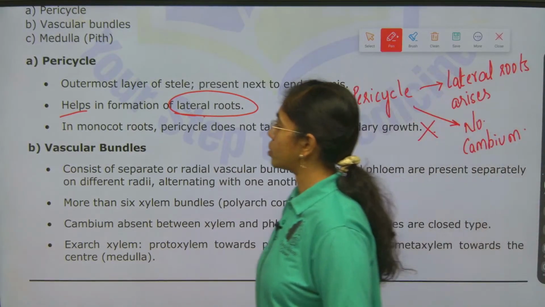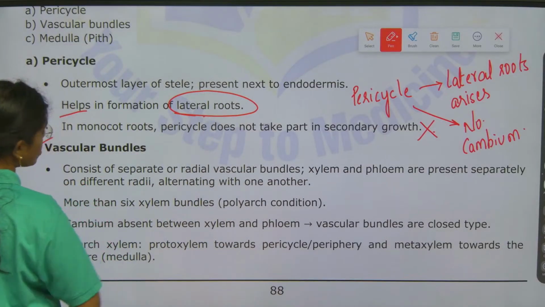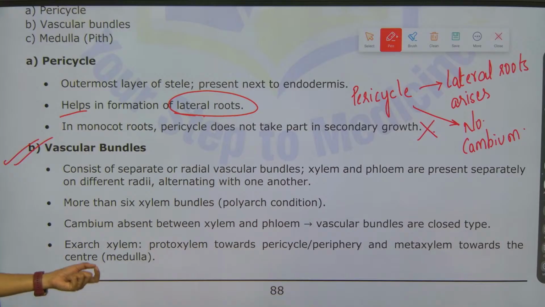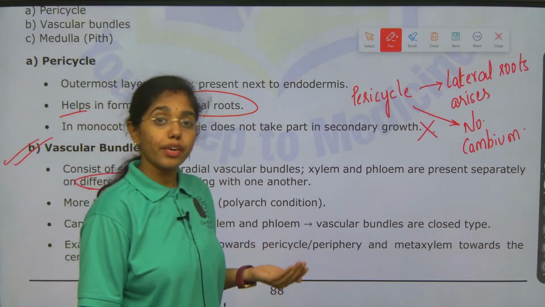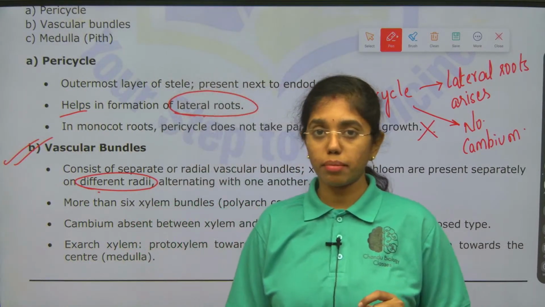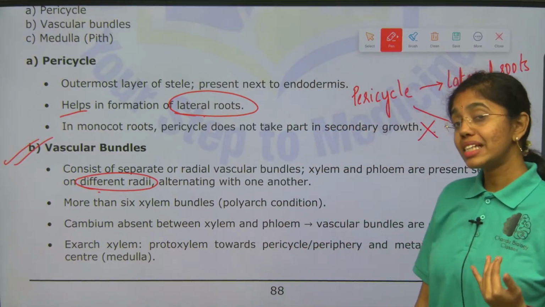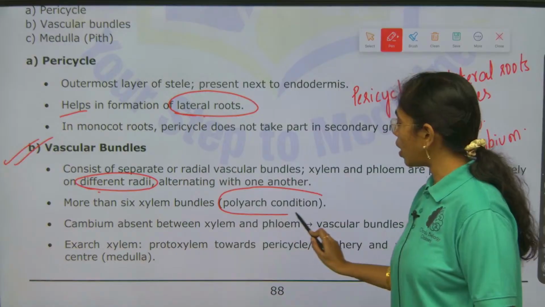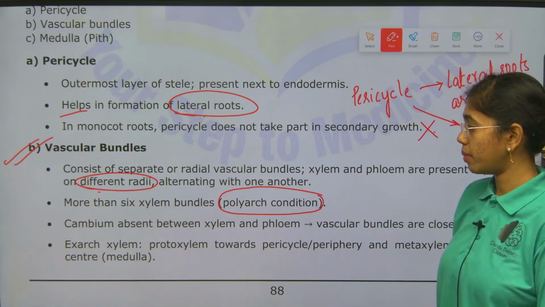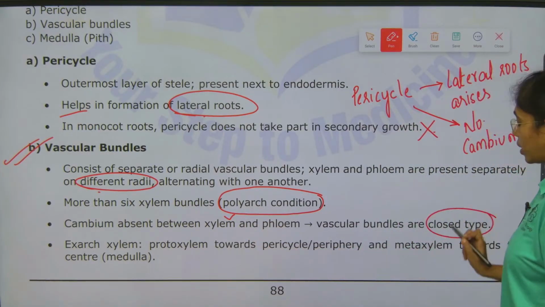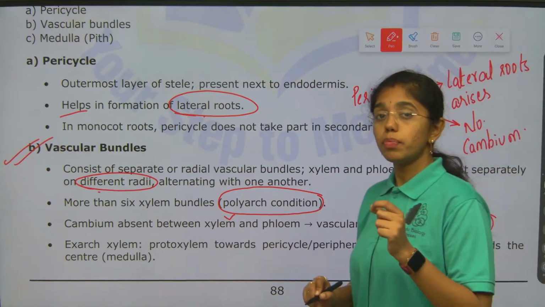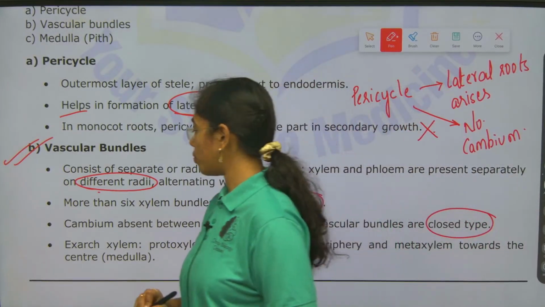Fine, right? Next, vascular bundles. If you see vascular bundles, they are radially arranged of course, and xylem and phloem are present separately at different radii, that is why we call it as radial type of vascular bundle arrangement. And in dicots you can see diarch to tetrarch condition, which are 2 to 4 vascular bundles, but here in monocots you can see more than 6 vascular bundles, which is polyarch condition. Cambium is absent between xylem and phloem. Vascular bundles are of closed type. In dicot root, cambium is present between xylem and phloem, that is open type of vascular bundle.